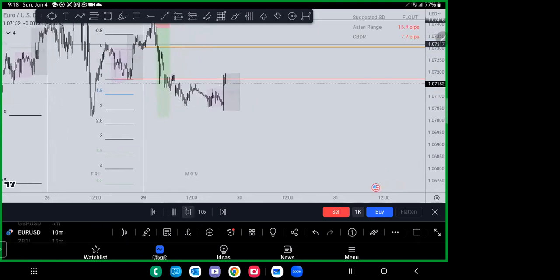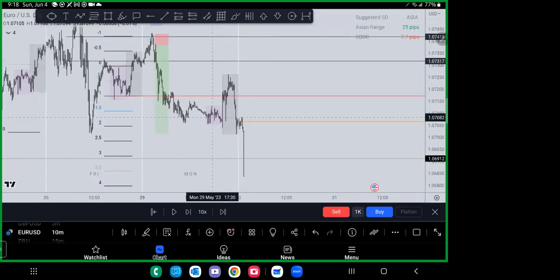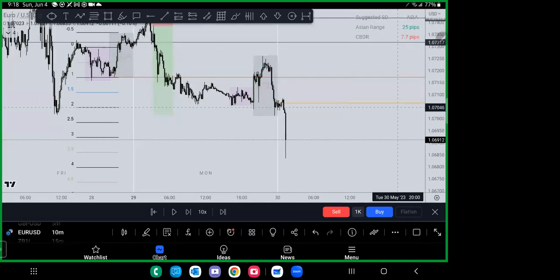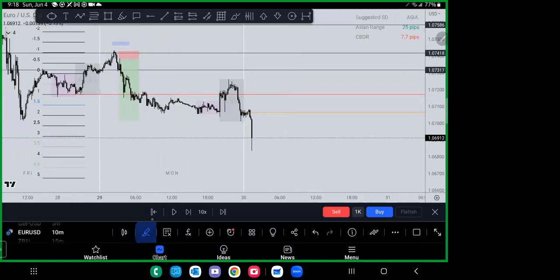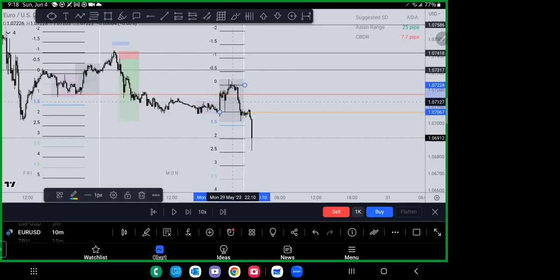All right, so we move into the next day. Now, the next day, the central bank dealers range is only 7 pips. We can't use it. The Asian range is 25 pips, so we're going to use it. I'm going to measure the Asian range. Let's take the bodies, and you can take bodies or wicks.